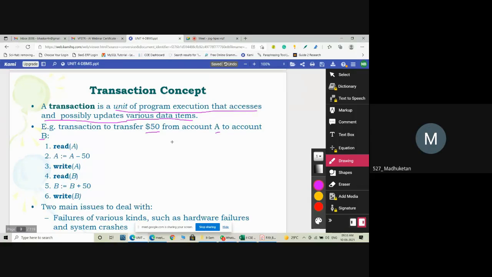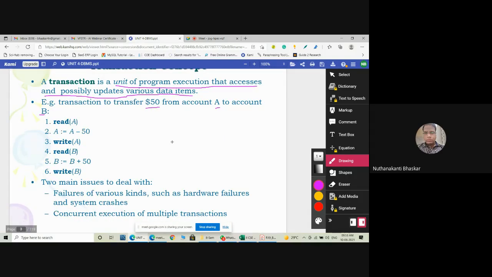Yeah. I told you just now the ATM machine example for the transaction. Now here I am taking one more example, to transfer $50 from account A to account B. Here B is your friend. Now you are trying to transfer $50 from your account to your friend's account. When you want to perform this on the machine, you should think about how the machine will work. That is very important.